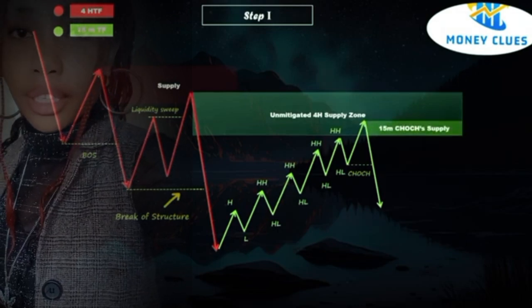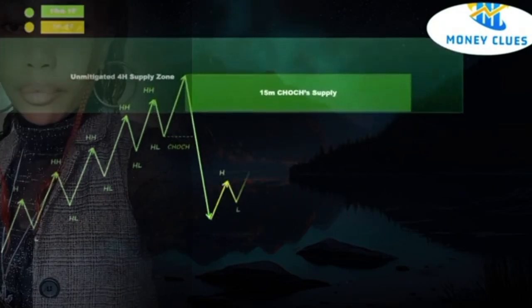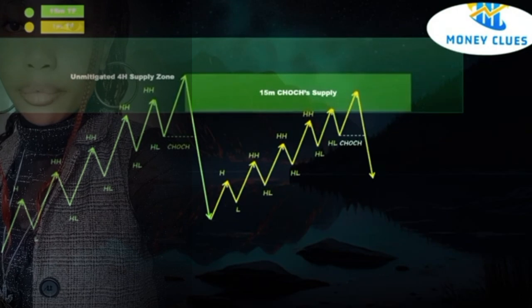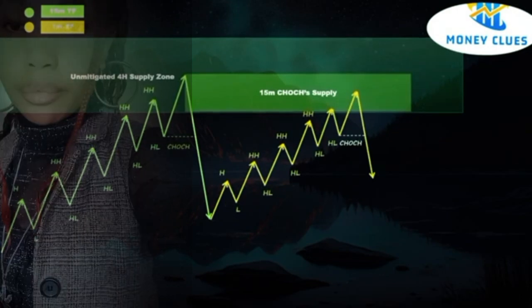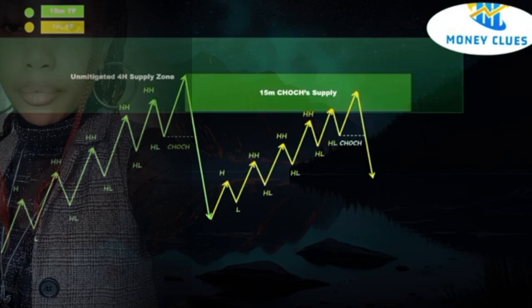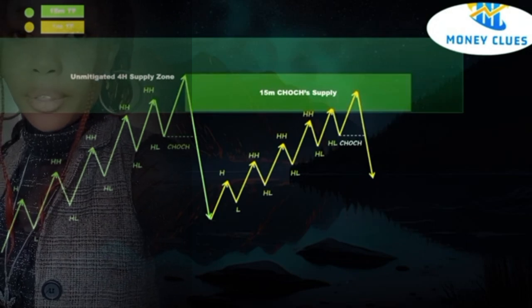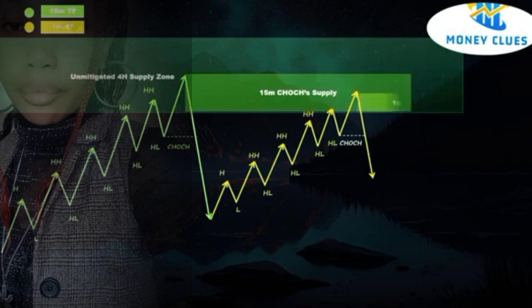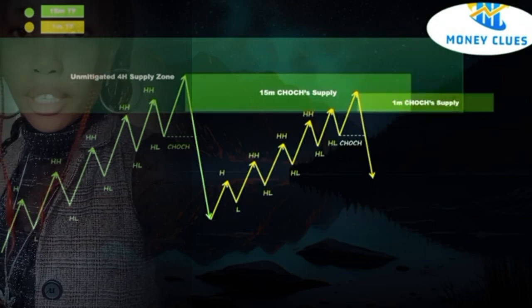After this, 2. Zoom into the 1-minute time frame and wait for the price to tap into the identified 15-minute time frame supply zone and get reversed, creating a new change of character on the 1-minute time frame. 3. Once the change of character is confirmed in the 1-minute time frame, identify the order block generated by the change of character wave in the 1-minute time frame.